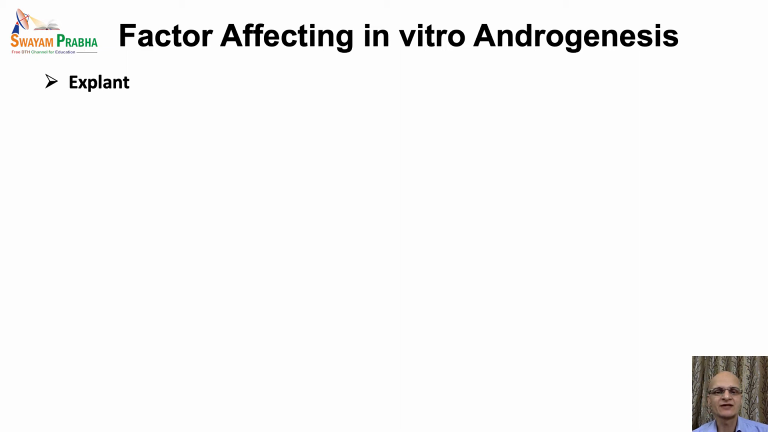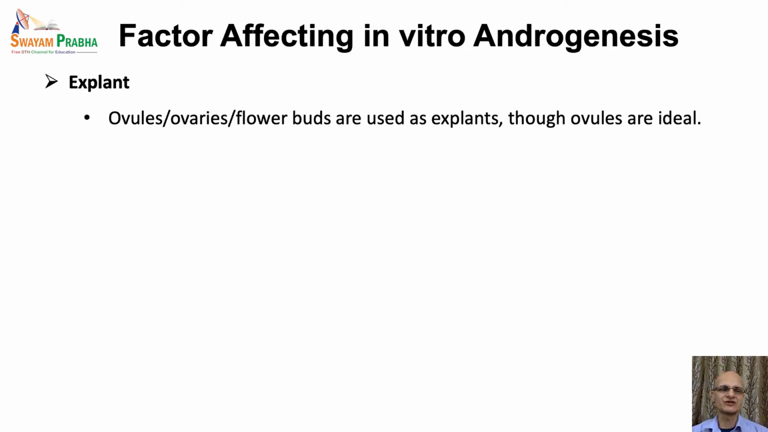Next is the explant. Now, the explant is the tissue or the organ that is used to initiate the in vitro cultures. And so the physiological status or the health of the explant is also very important, that can impact successful gynogenesis. Now, depending upon the size of the flower and the ease of extraction of the female gametophyte, either ovules, ovaries, or flower buds can be used as explants for in vitro gynogenesis.